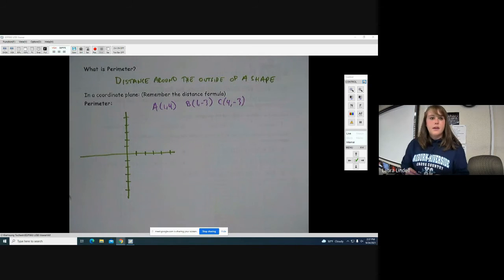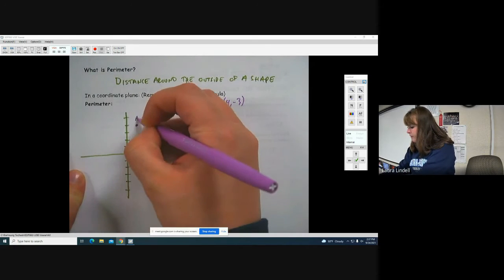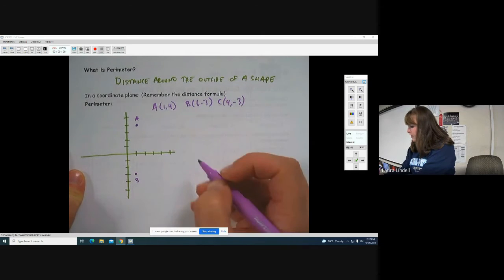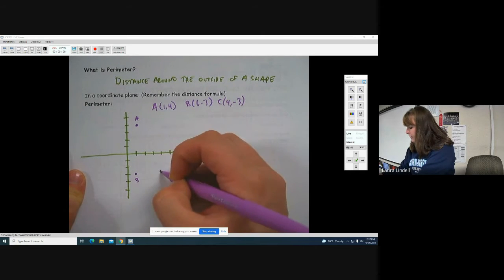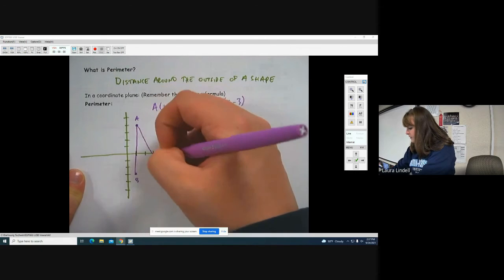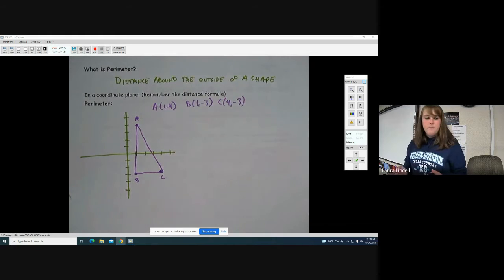All right. So we're going to go ahead and plot those points, and we're going to figure out the perimeter of this triangle. So first, A is over 1, up 4. B is over 1, down 3. C is over 4, down 3. So then we connect the dots, and we're good. So now we've got our triangle.